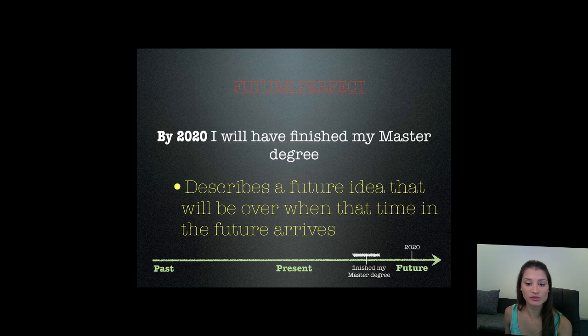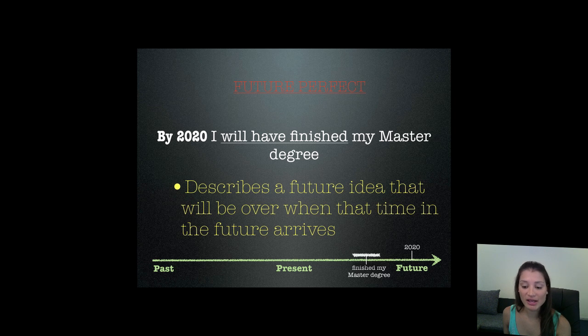The last sample is with future perfect. By 2020, I'll have finished my master's degree. This sentence describes a future idea that will be over when the time in the future arrives. Let's take a look at the timeline.